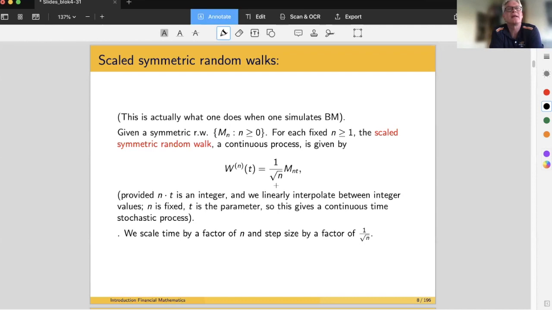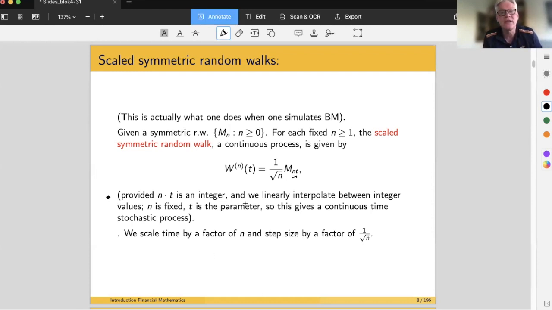And I scale time. So time is scaled. It's n times t. So time is stretched here. Because m is originally indexed by a discrete time n, and n need not be an integer. So to be exact, we write that we provide nt to be an integer. So we provide n times t to be an integer.